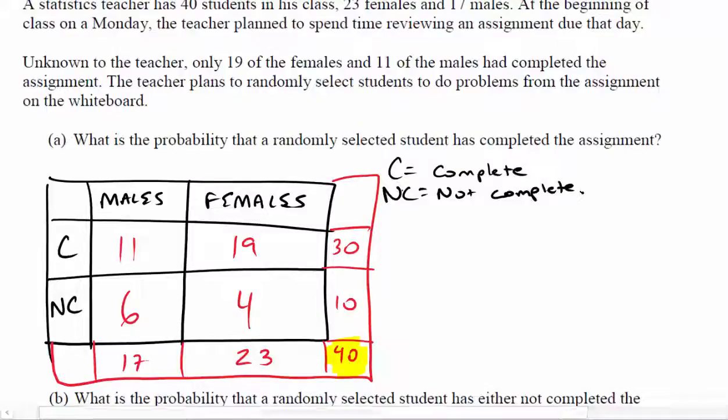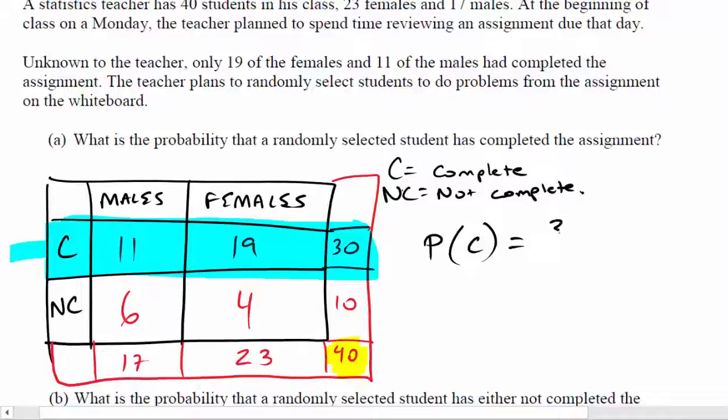So from here we can actually answer this question. What is the probability that a randomly selected student has completed the assignment? So since we're looking for students that have completed the assignment, well, since we are not going on the basis of males or females, we're looking at total, the probability that a student has completed the assignment would be 30 out of the total number of students, 40, which equals 0.75. And that's it.